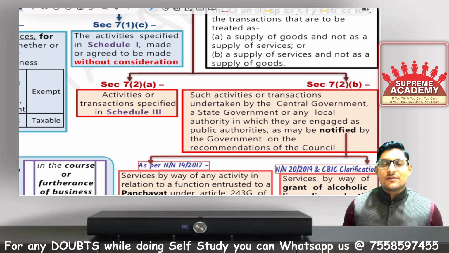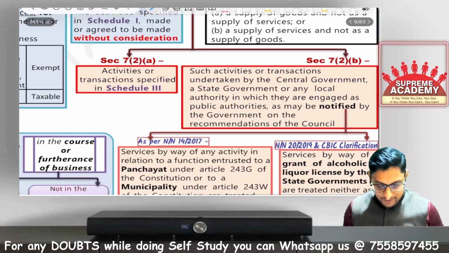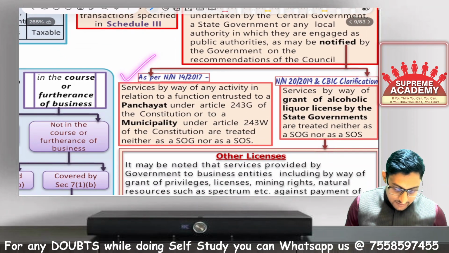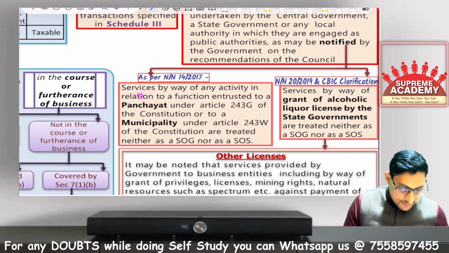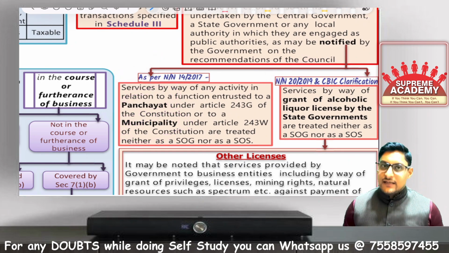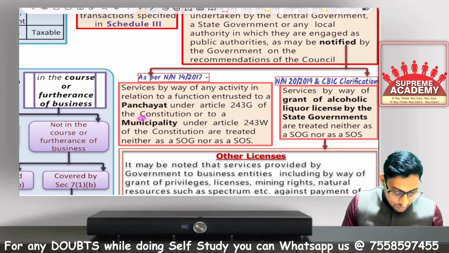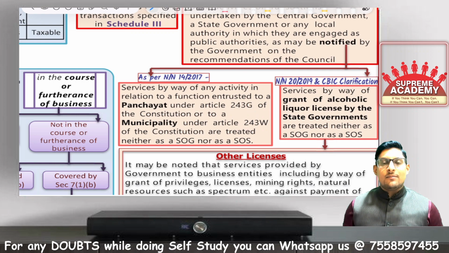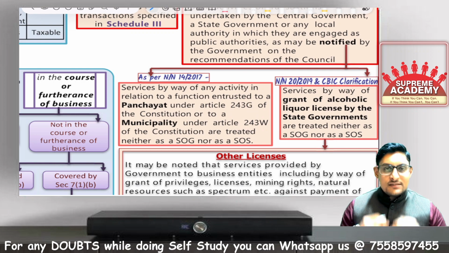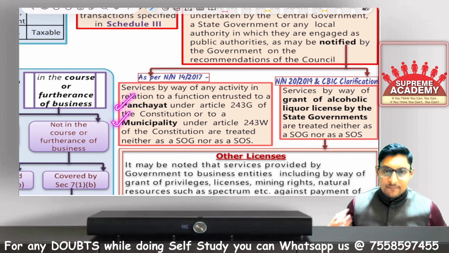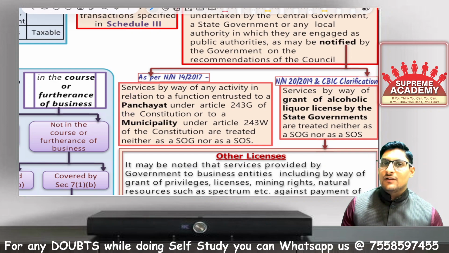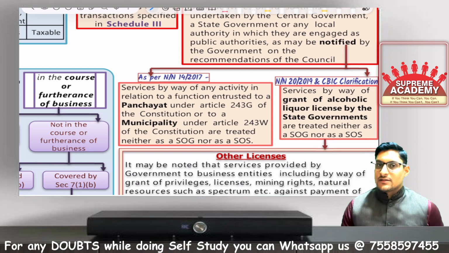Now, what else is excluded? 7.2b. Any such activities which are being notified by the government. So, what things are being notified by the government? Notification number one: any activities by panchayats or municipalities which are entrusted to these municipalities or panchayats by the constitution, articles 243G and 243W. Any official duty given by these articles will be excluded from the definition of supply.